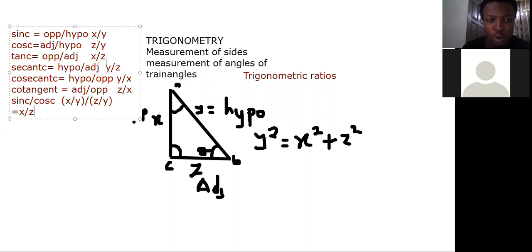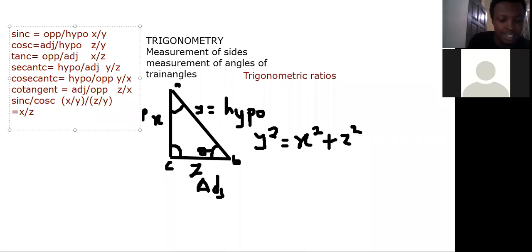Now, the x all over z, but you realize that x all over z is equal to what? Looking at this, x all over z is equal to cotangent. No, x all over z is equal to tangent, not the cotangent. X all over z, not z all over x. That's it. Have you seen it? Yes, sir.